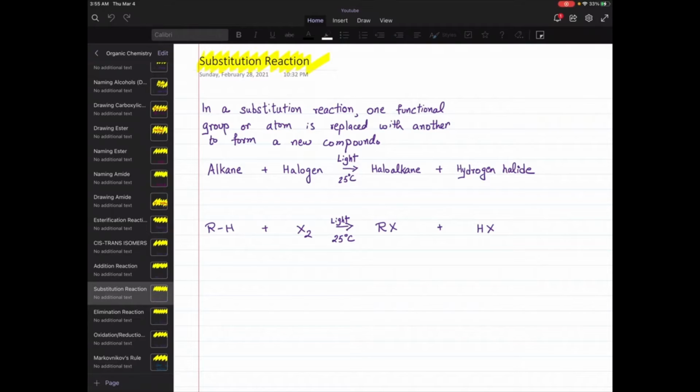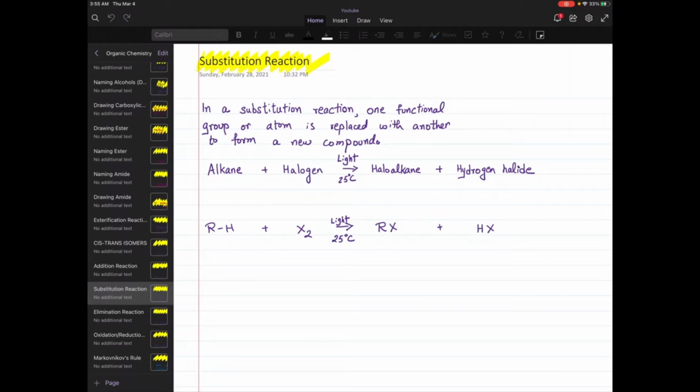Hi folks, I have a new reaction for you today, which is the substitution reaction. In a substitution reaction, one functional group or atom is replaced with another to form a new compound. In this case, I have an example of an alkane undergoing a substitution reaction.